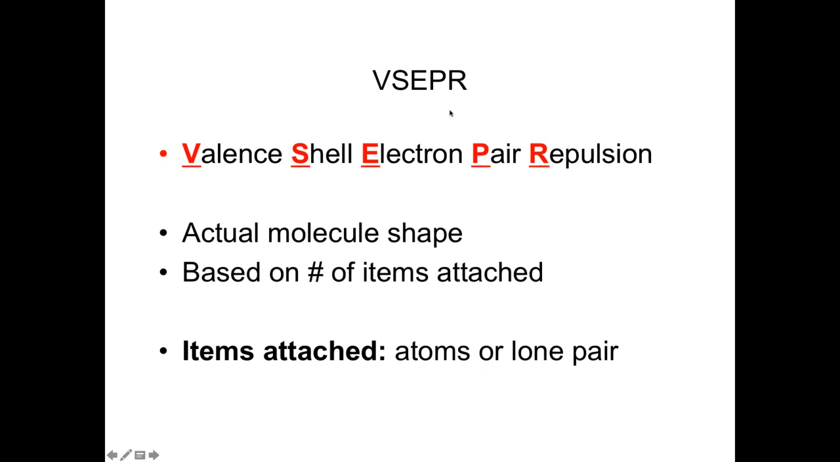So VSEPR actually stands for Valence Shell Electron Pair Repulsion Model, and it's the actual model shape. It's based on the number of atoms that are attached, and atoms that are attached or lone pairs. Again, I'll give you guys the VSEPR diagram. We'll go through VSEPR as a class and cover that. That'll basically come up shortly in the course.